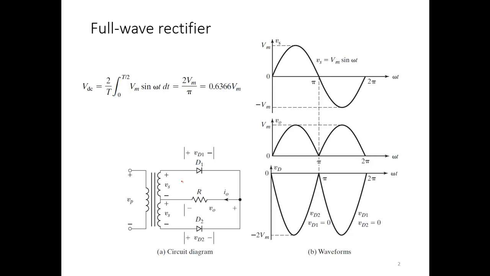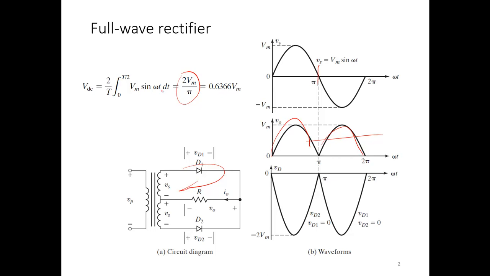During the positive half cycle of this input voltage, the diode conducts, and then during the negative half cycle, the other diode conducts. Now the output voltage is like two half sine waves, and if you take the average of this waveform, it will come to 2Vm by pi. This is the average voltage.